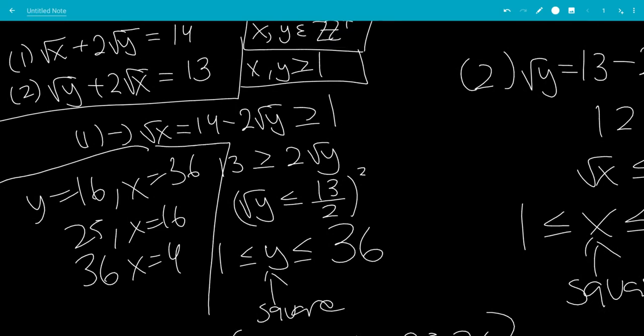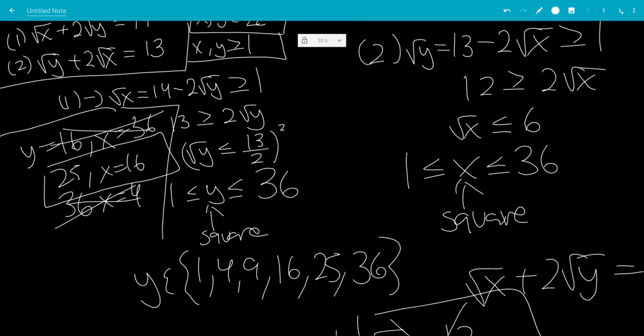So these are ordered pairs. We have 6 plus 2 times the square root, so that would be 4 times 2 is 8. So that works. Well, let's try in equation 2. We get square root of y is 4 plus 2 times the square root is 6 times 2 is 12 plus 4, which doesn't work in the second equation. So 5 plus square root of 16 is 4 times 2 is 8. So this one works, and this one will not work. So our solution is x equals 16, y equals 25.